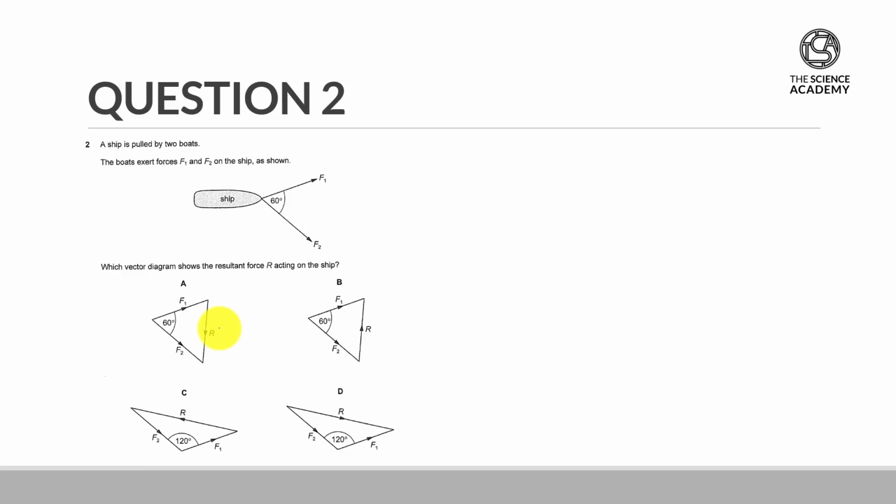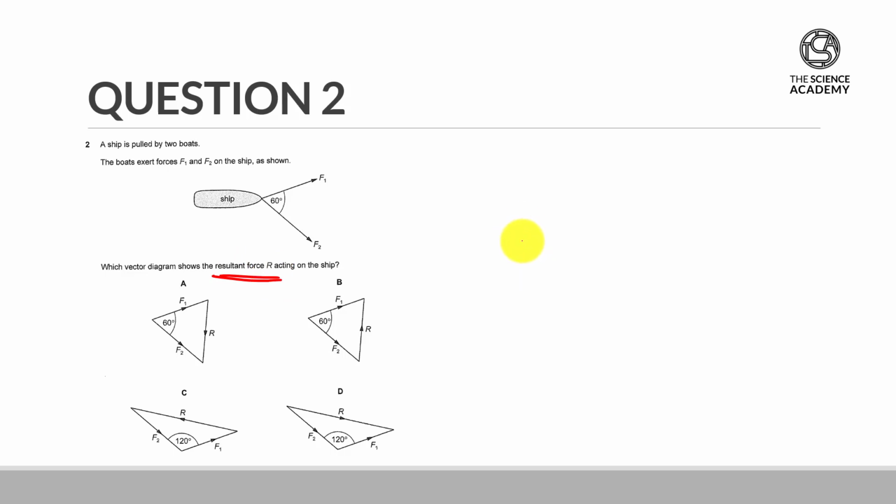Now, we move on to question 2. In question 2, we have a ship that's being pulled by two boats, and the boats exert forces of F1 and F2 on the ship. So we are asked which vector diagram shows the resultant force acting on the ship.